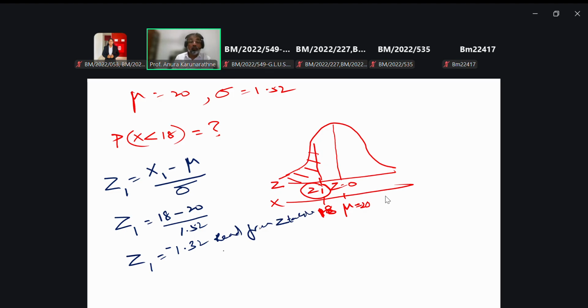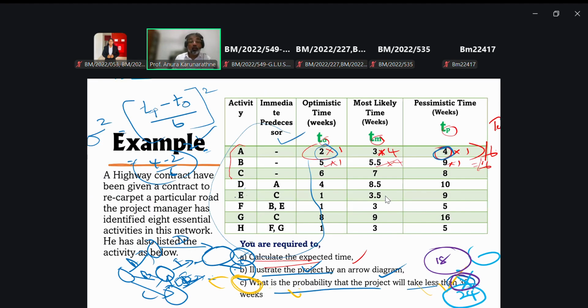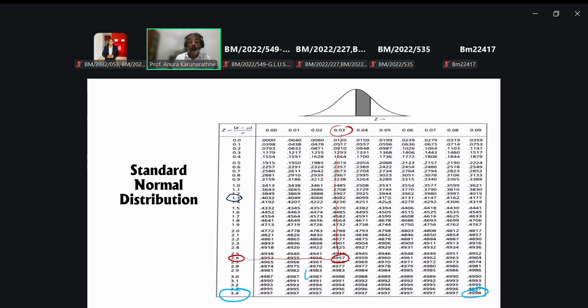If you read the Z table, don't think about the minus when you are reading, whether it is positive or negative, you have to read 1.32, right? So if you go to the normal table, 1.3, then 2 is here, right? 1.32, this is the answer: 0.4066.